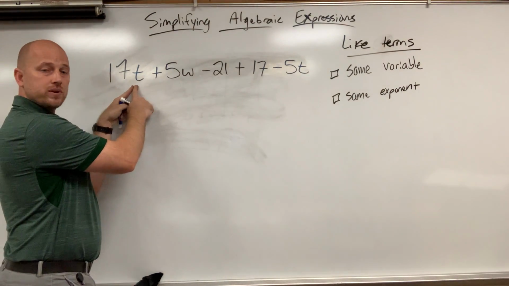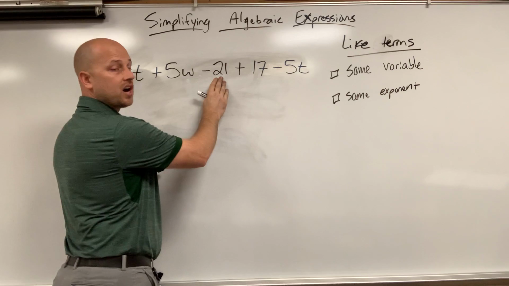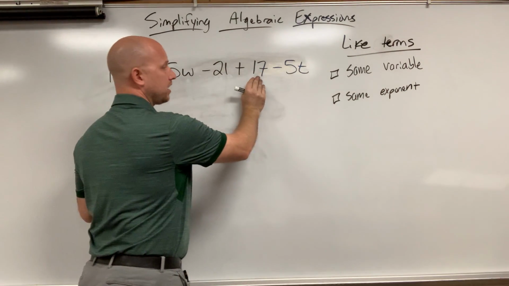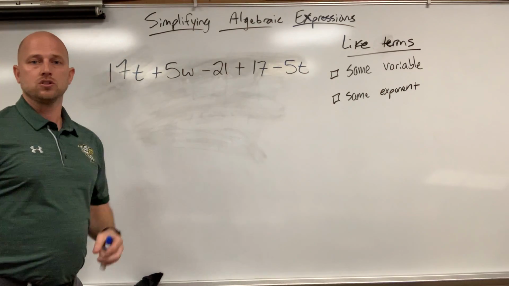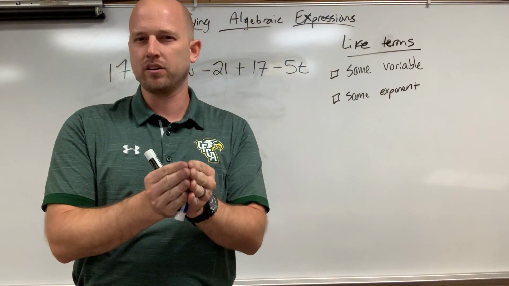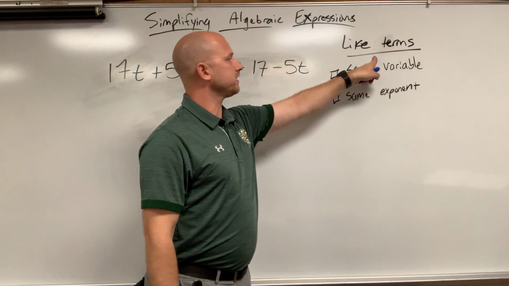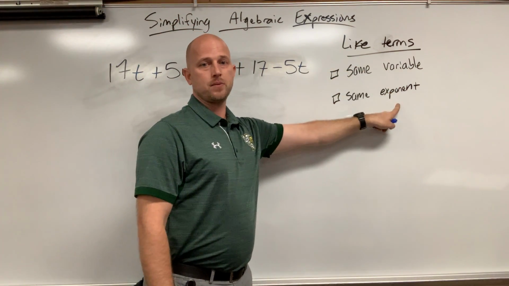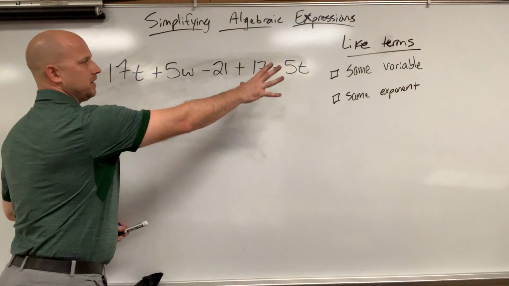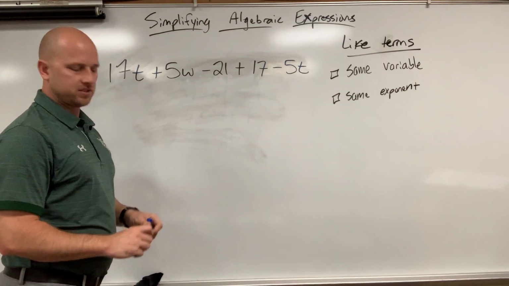So our term, this one here, this is our coefficient, and this is a t. So we have a t, we have a w, we have a constant. Remember, a constant is a number without a variable. We have another constant, and we have another t. So we have two constants and two t's, so we already know what's going to be put together, okay? Again, remember, like terms mean same variable and same exponent, but I don't think we're worrying about exponents in this lesson, but it is a rule, so it's good to know that it is there.